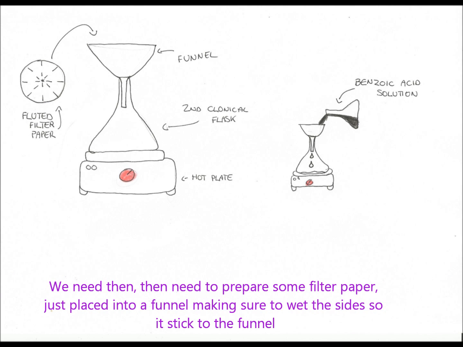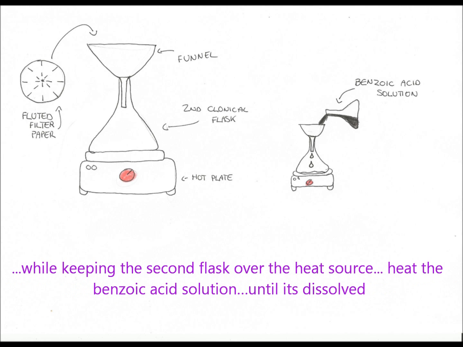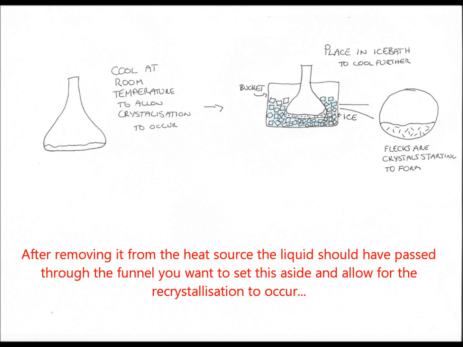We then need to prepare some filter paper and place it into a funnel, making sure to wet the sides so it sticks to the funnel. This needs to be placed into another conical flask, with the whole glassware arrangement on top of a heat source, while keeping the second flask out of the heat source. Heat the benzoic acid solution until it's dissolved. After removing it from the heat source, the liquid should have passed through the funnel. You want to set this aside and allow the crystallization to occur.